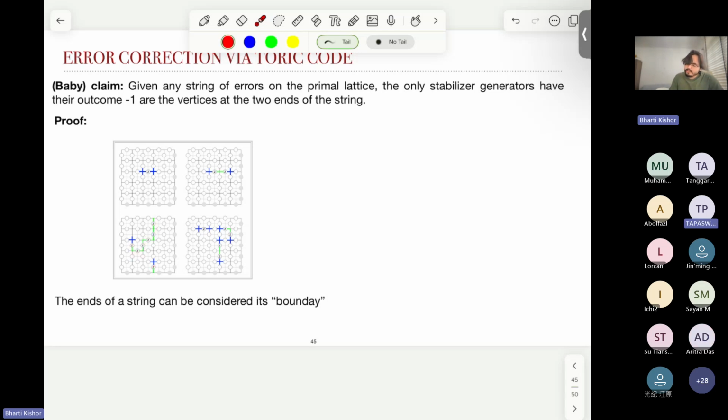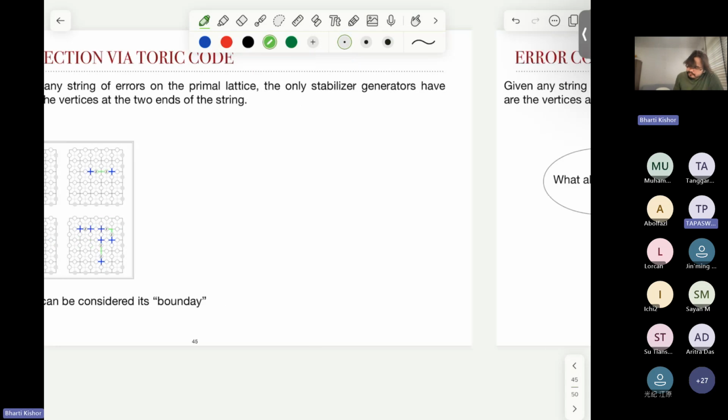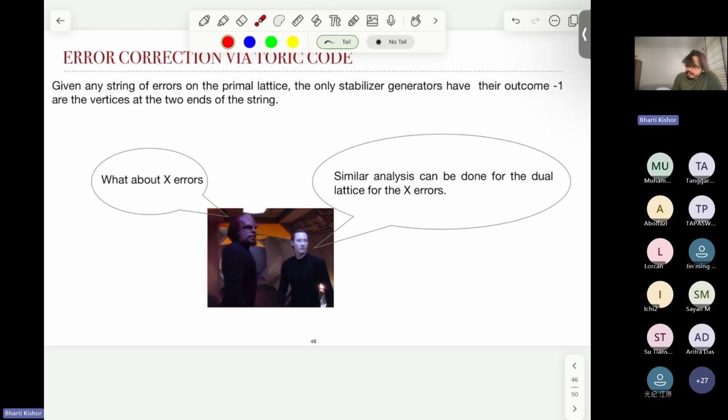So let's say anytime you start measuring, you will get some of the vertex generators flipping, their sign will become -1, and the error should be basically a path from one vertex generator to another vertex generator. So basically, given any string on the primal lattice, the only stabilizer generators with outcome -1 are the vertices at the two ends of the string. That is what we just mentioned.